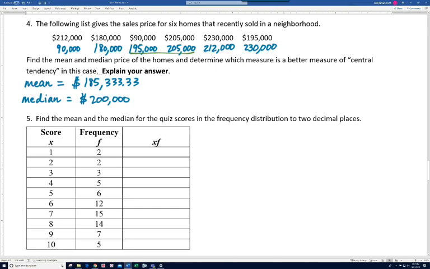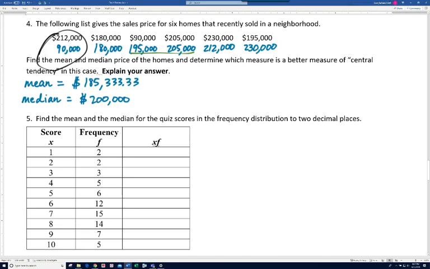Now it says, which is a better measure of central tendency? Well, if you look at the scores, this 90,000 is really an extreme value that really pulls down the average. If you look at the mean, it's 185,000, and there's only one home that's less than that, and all the others are at least 10,000 more than 185,000. That $90,000 is really bringing the mean down.